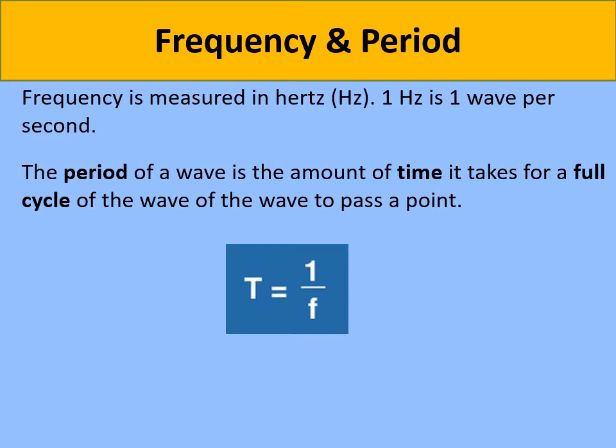So for example, if I had an object that had a frequency of 0.2 hertz and I needed to calculate the time period, then I would say that the time period is 1 over 0.2, which gives me 5 seconds. So the time period for an object with frequency 0.2 hertz would be 5 seconds.